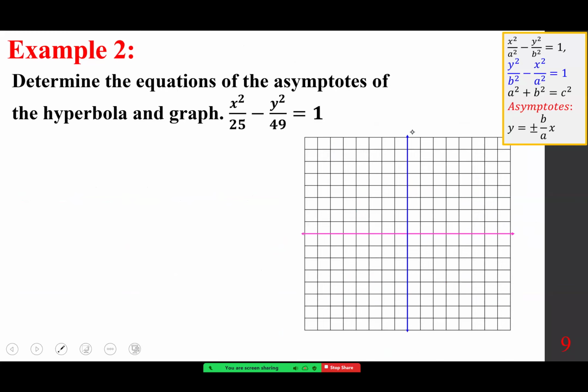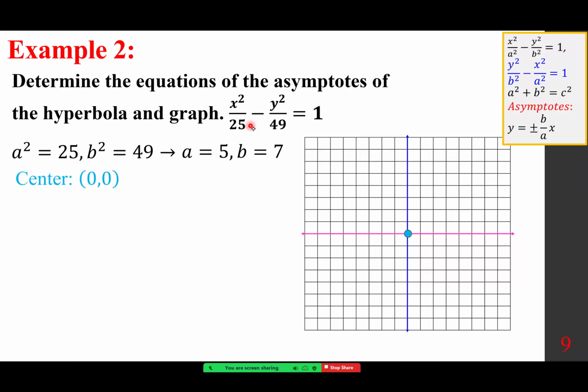Let's look at another example. Determine the equation of asymptote of the hyperbola and graph it. Again, we're going to compare to that. And you notice that a squared is 25, b squared is 49, which makes a equals 5, b equals 7. Again, it is centered at 0, 0. Because this has a positive coefficient, then here's the transverse axis. We have the vertices at plus minus 5, 0. So 5 to the left, 5 to the right of the center.